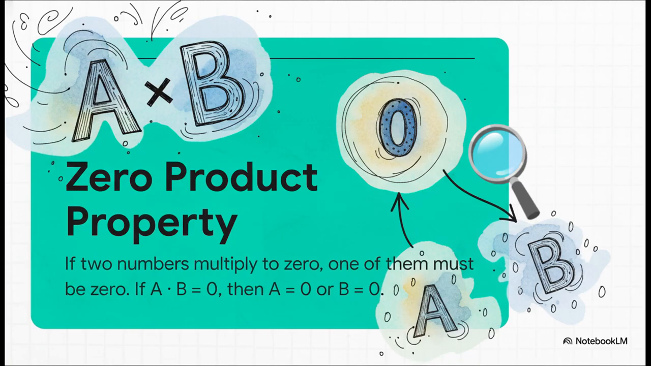Think about it. If you multiply two things, let's call them A and B, and your answer is 0, well, then either A had to be 0 or B had to be 0, right? There is literally no other way to multiply two numbers and get 0. It's a fundamental truth, and we are going to exploit it.